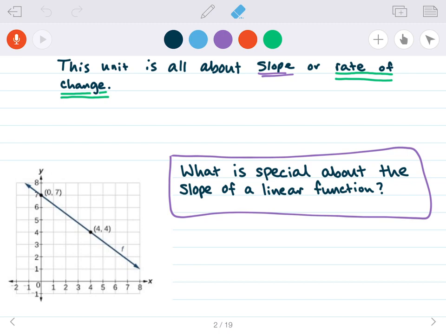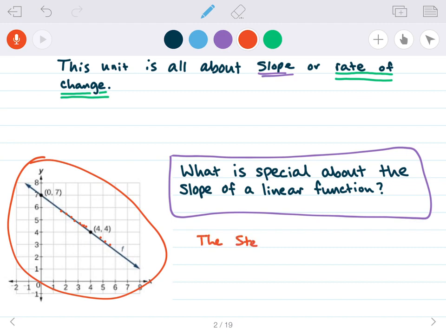Now, in college algebra, you used to find the slopes of linear functions such as this, a line. What was special about the slope of a linear function is that no matter where you are on the line, the slope is always going to be the same. In other words, the steepness is the same throughout. The steepness doesn't change. And steepness is just another word for slope.